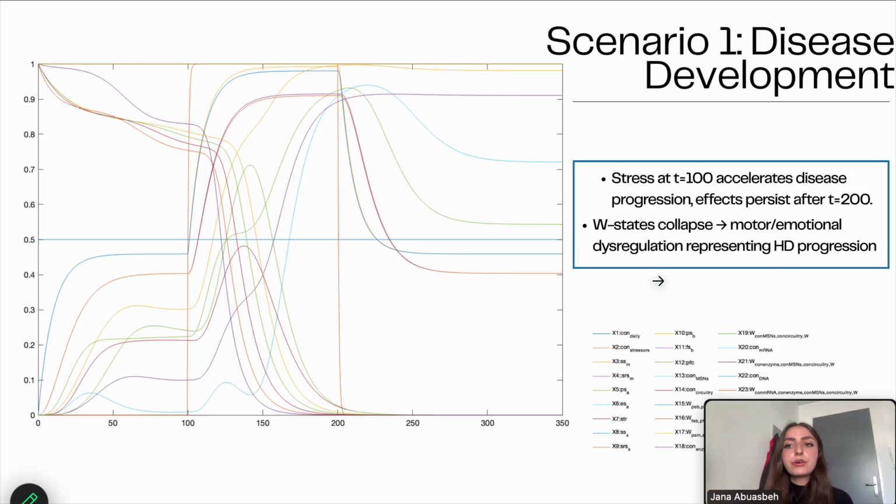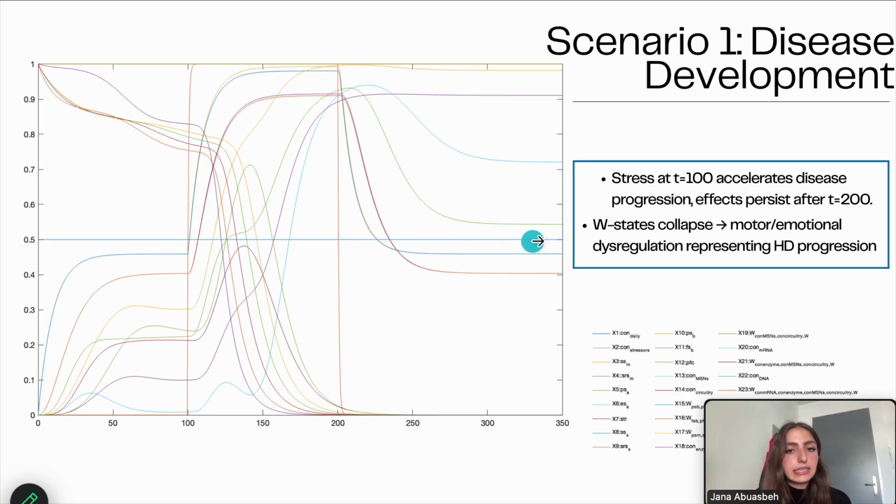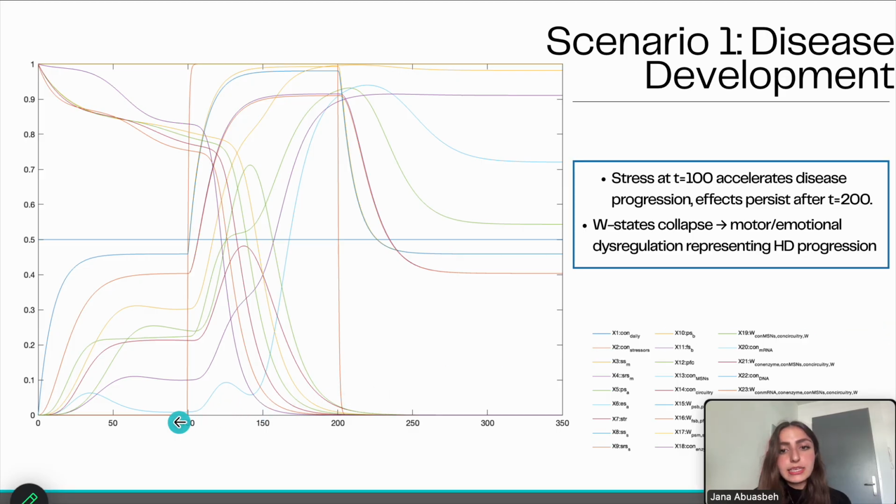In the first scenario, we have the development of Huntington's disease. Initially, from time 0 to 100, we see a normal daily life with this context daily state. But we also see a steady decrease in W states due to the baseline effect of mutant Huntingtin on epigenetics. So this is the genetic vulnerability. At time 100, I introduce environmental stressors using the step once function, and this causes a sharp drop in the W states.